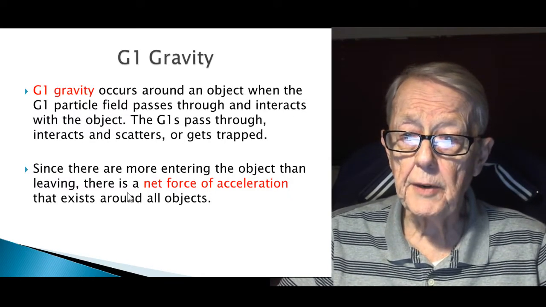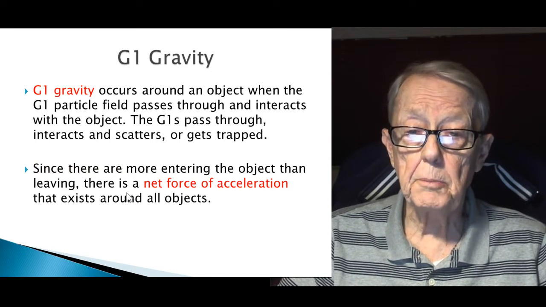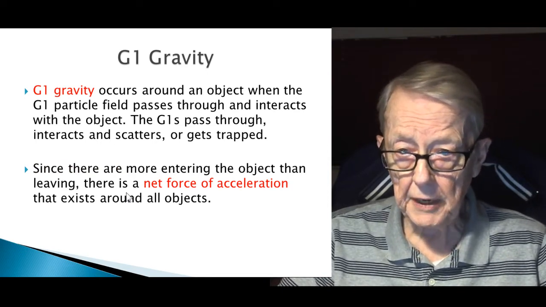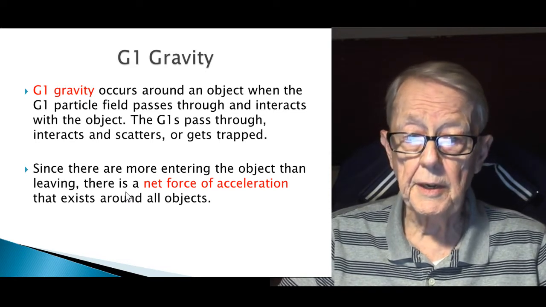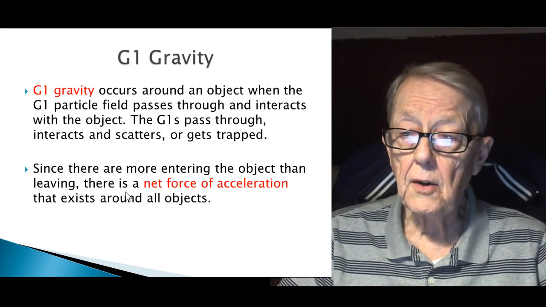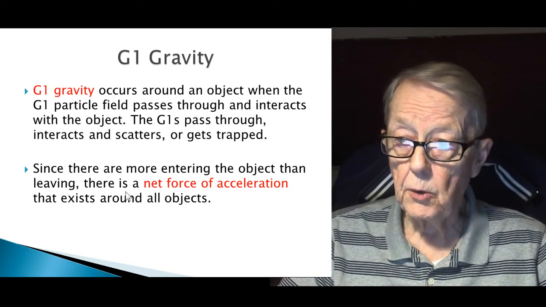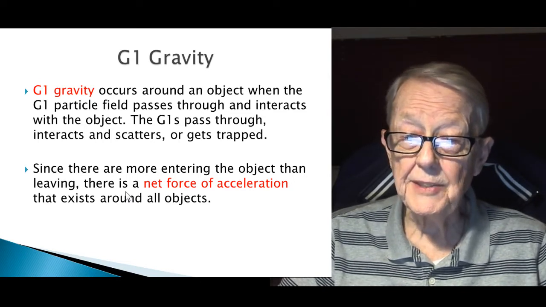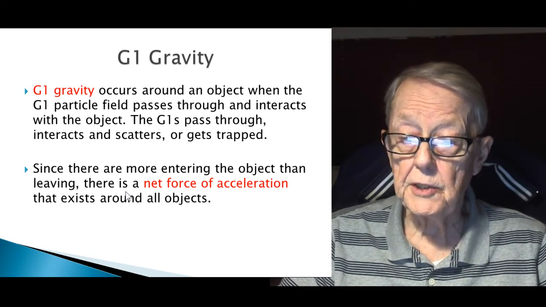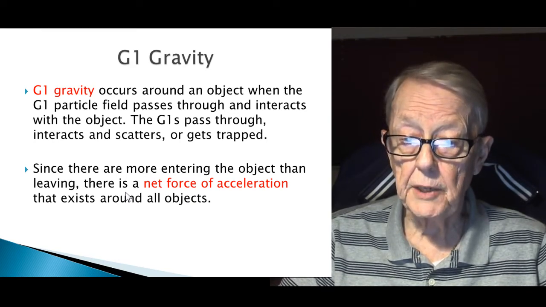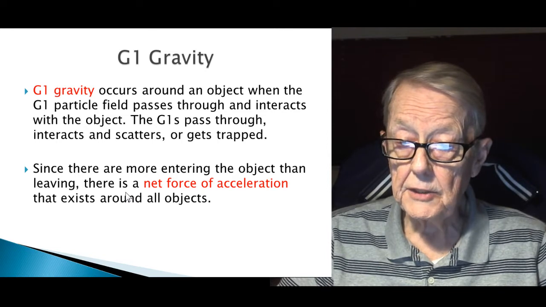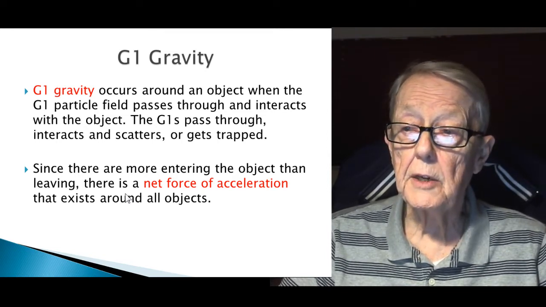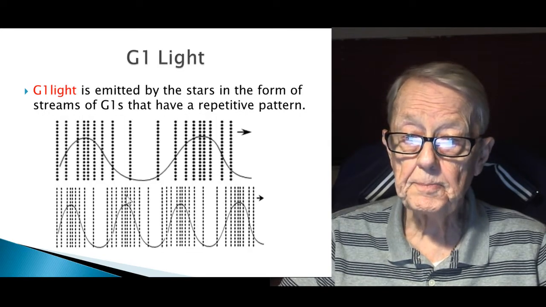Then there's G1 gravity. It occurs around an object when the G1 particle field passes through and interacts with the object. And it can do three things. It can pass all the way through, it can interact and scatter, or it can get trapped as an orbital. Since there are more entering the object than leaving, there is a net force of acceleration that exists around the objects. And this net force is generally known as Newtonian gravity, which I call G1 gravity.